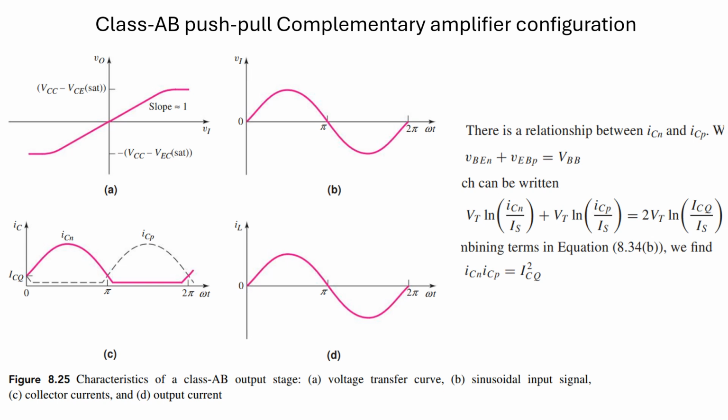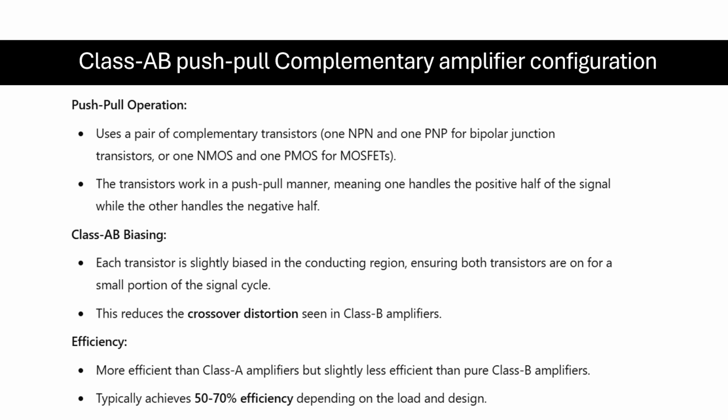So in this manner we can find out the power efficiency, which is the product of IC and VCE. That will be almost between 50 and 70%. So this is high. Your power efficiency will be higher than class A and lower than class B. So that is why this is also called a class AB type of amplifier.